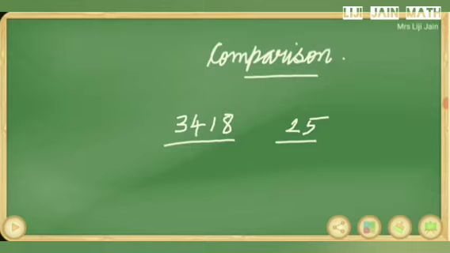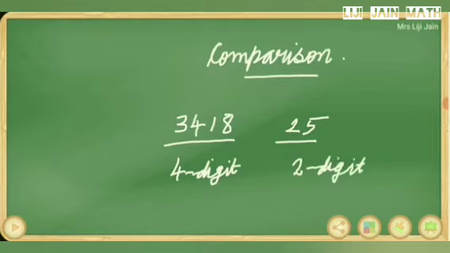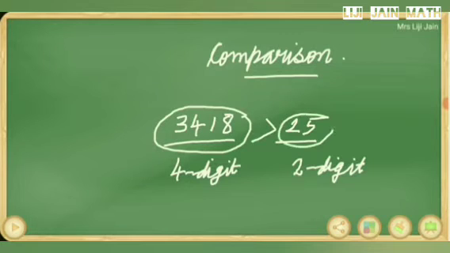Okay, let me ask. 3418 is a which digit number? Yeah, it is a 4-digit number. Any doubt in that? No. And 25 is a which digit number? Yeah, 25 is a 2-digit number, isn't it? So, which one is greater here? Without any doubt, we could say that the first one is greater and the second one is smaller.